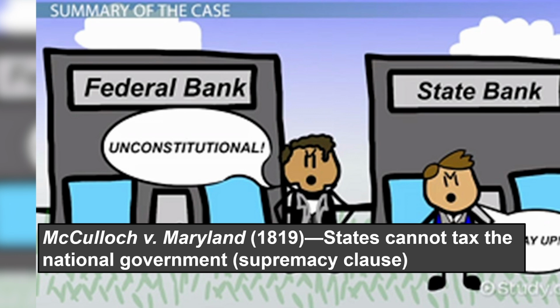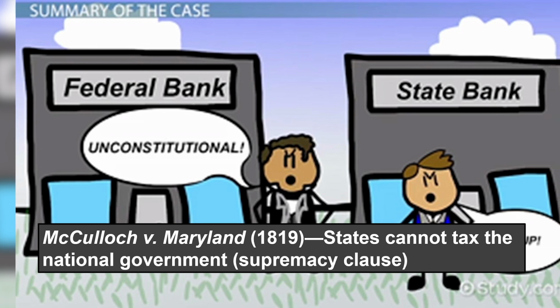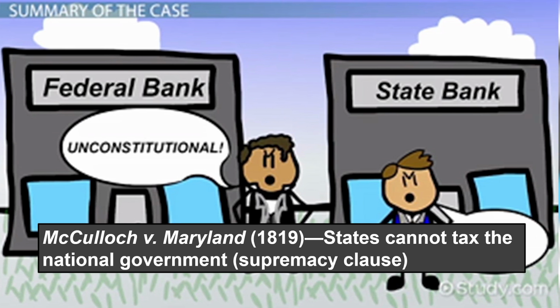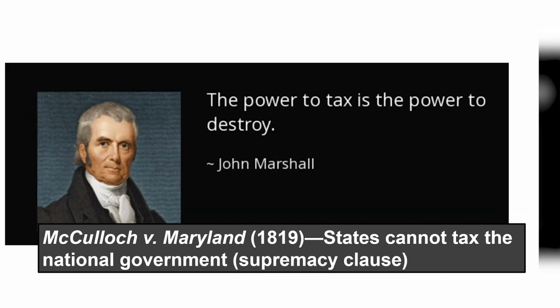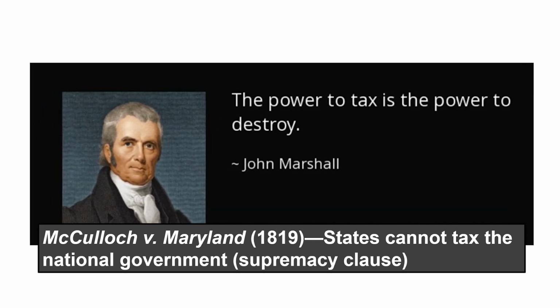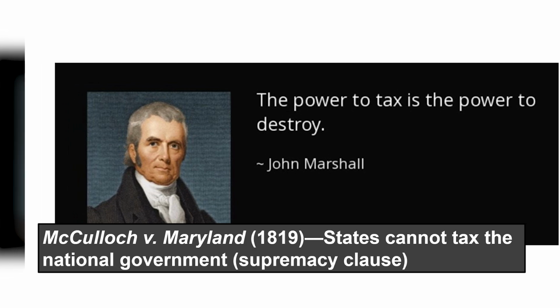and coining money. The court also held that states cannot tax the national government, because the power to tax is the power to destroy, and this would make the states superior to the national government, and this conflicts with the Supremacy Clause, which says that the opposite is true.